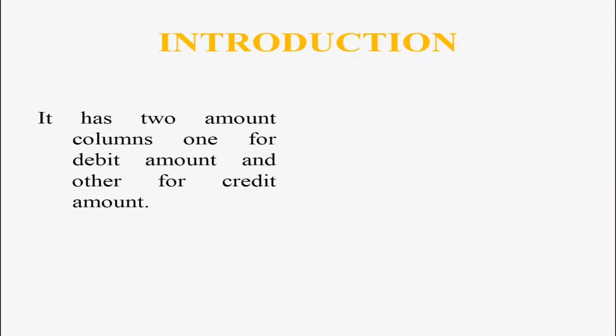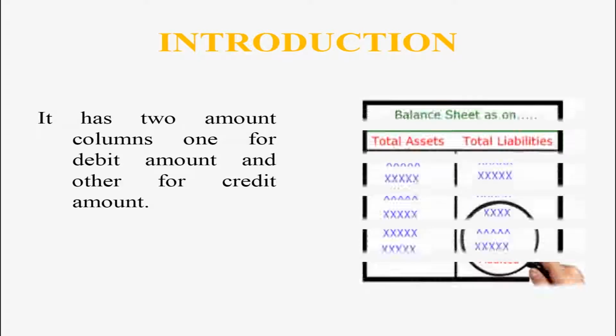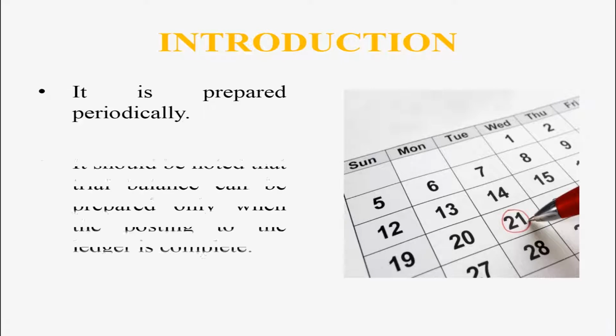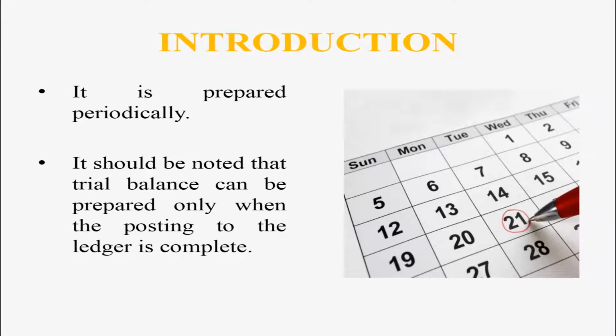It has two amount columns, one for debit amount and other for credit amount. It is prepared periodically, say weekly, fortnightly, monthly, quarterly, or half yearly. It should be noted that trial balance can be prepared only when the posting to the ledger is complete.